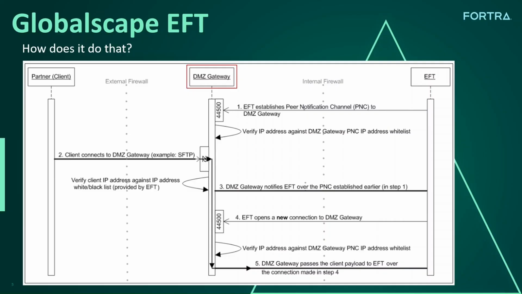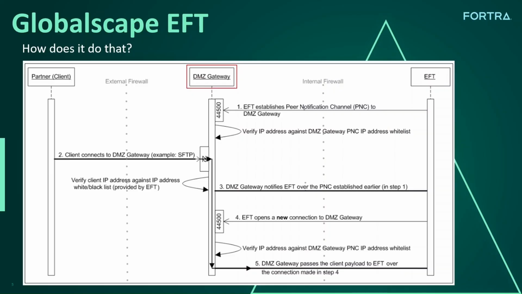Then step four, EFT will subsequently create a new outbound connection to the DMZ Gateway to the same port that is being used by the PNC. And this will be associated with the client connection.